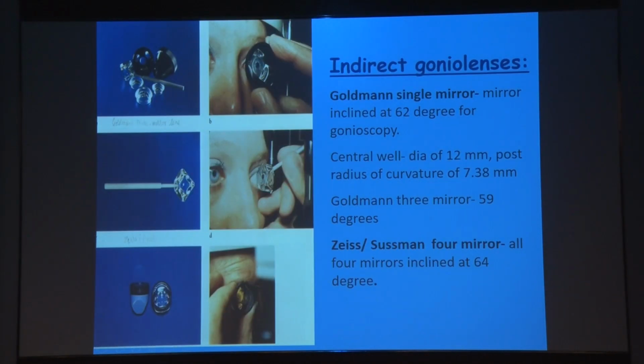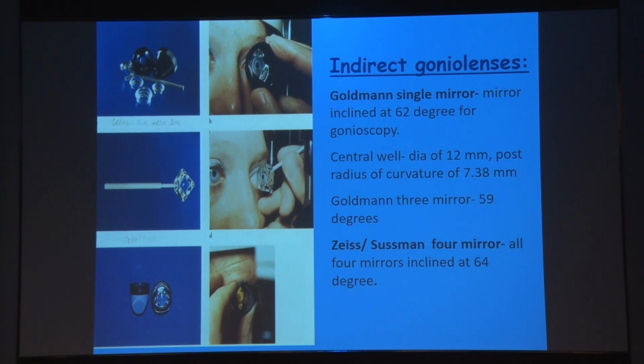So the different types of gonio lenses, I'll just run through them. You can use a single mirror lens if you're comfortable with that, but you can't do indentation gonioscopy with it. You can use a double mirror lens, you can use a triple mirror lens, but all these lenses will only show you the angle, but you can't do an indentation gonioscopy. So I suggest that you start with the four mirror lens, because with that you can also do the indentation gonioscopy.